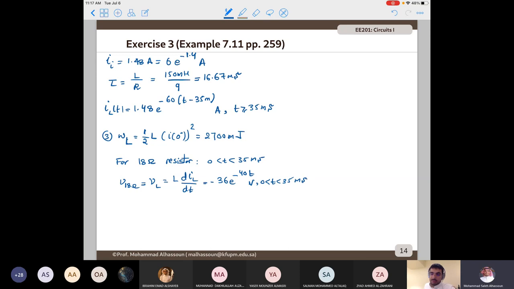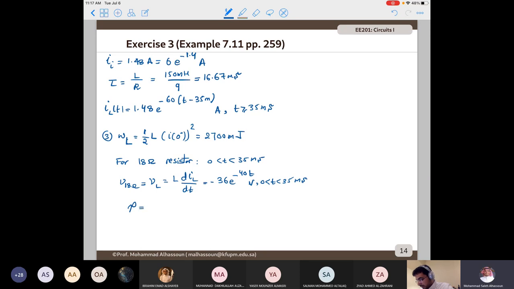Now that's why we assumed t is greater than zero, not greater than or equal to zero, because the voltage will change instantaneously. It used to be zero.